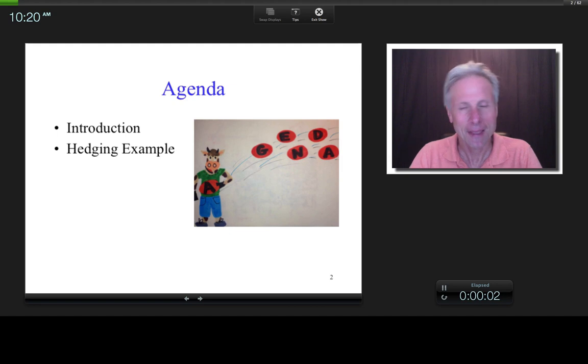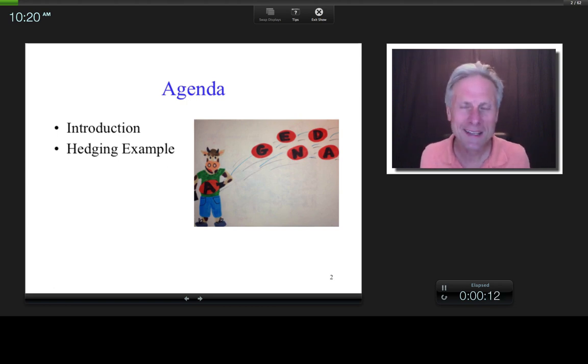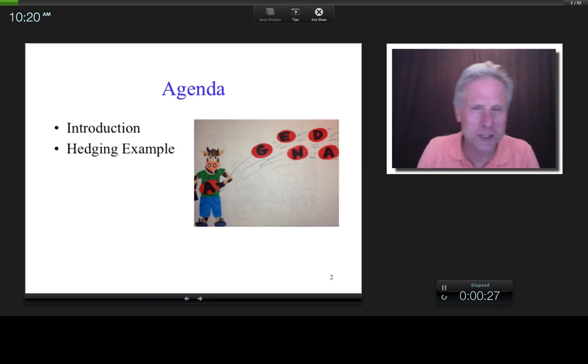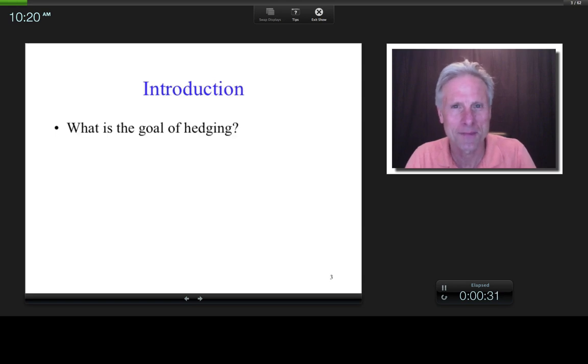So, agenda. Not complicated. I'm going to start off with a little bit of an introduction, and then we're going to go through a hedging example. I'm going to pick a really simple example, and the goal will be to go through a whole host of alternatives as we're faced with potential exchange rate risk in this example. That way we'll see the pros and cons of the different alternatives that we highlight.